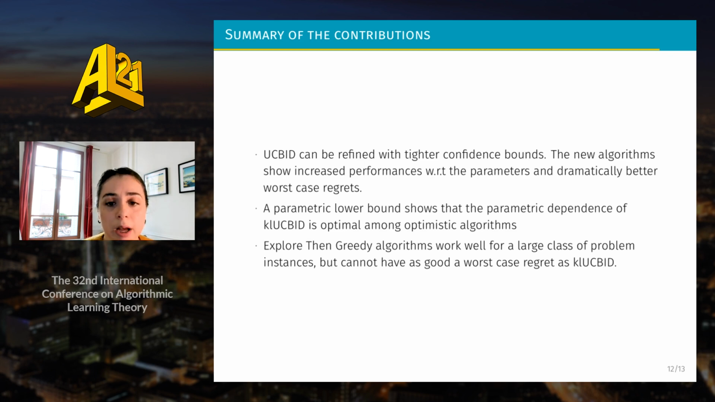Next, explore then greedy algorithms work well for a large class of problem instances, which is when v is large enough, but cannot give as good a worst case regret as KL UCB. This is also proven in the paper.